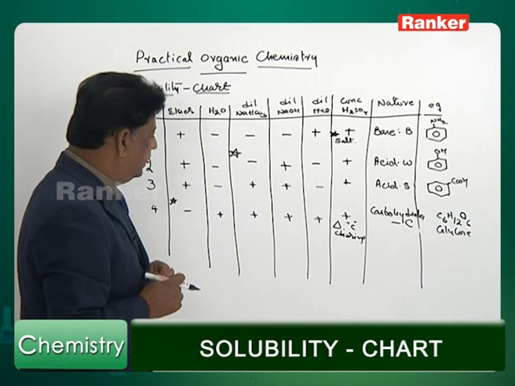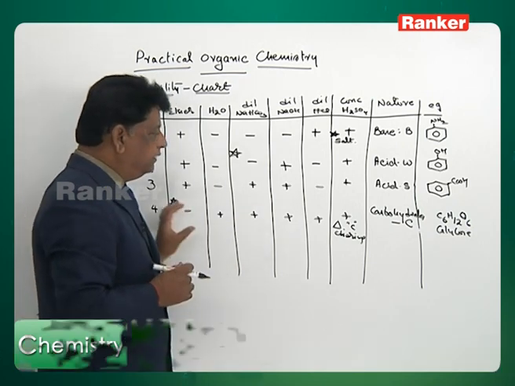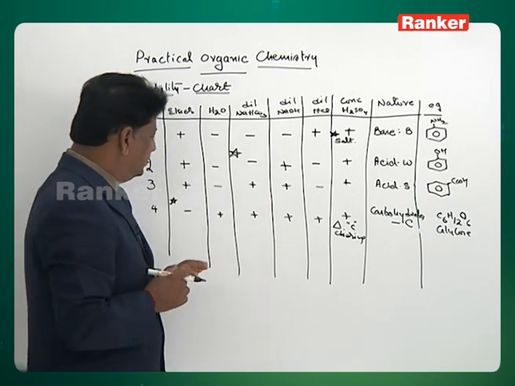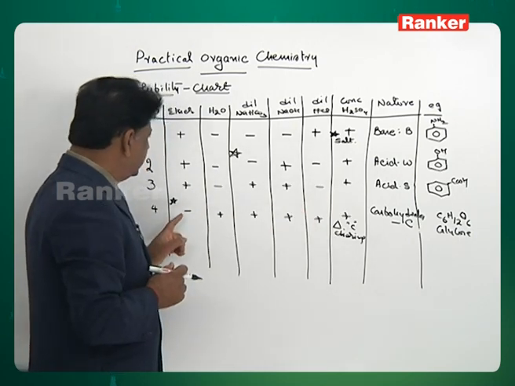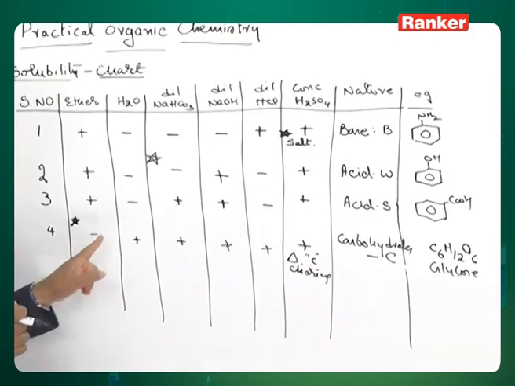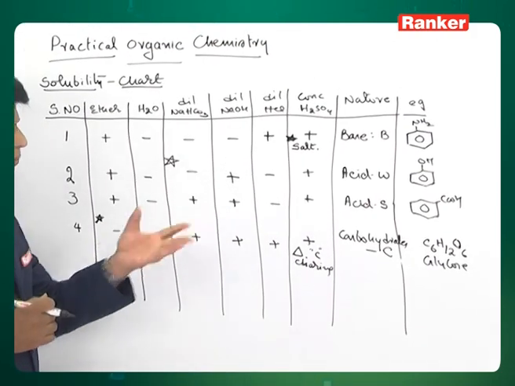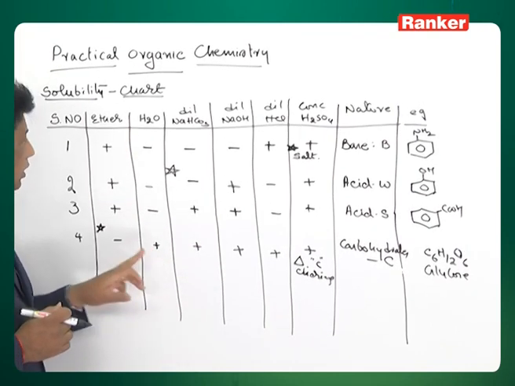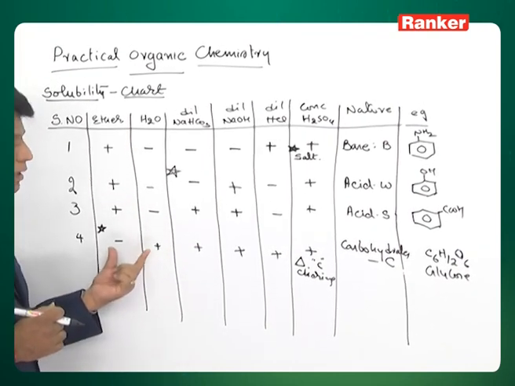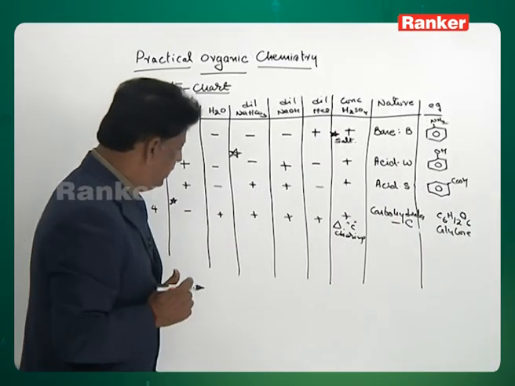Now what will be the inference of the solubility chart study of the carbohydrates? Carbohydrates are soluble in all the compounds except in ether. Ether insoluble, rest of the compounds soluble. Water soluble, ether insoluble: this reverse situation is the carbohydrate.